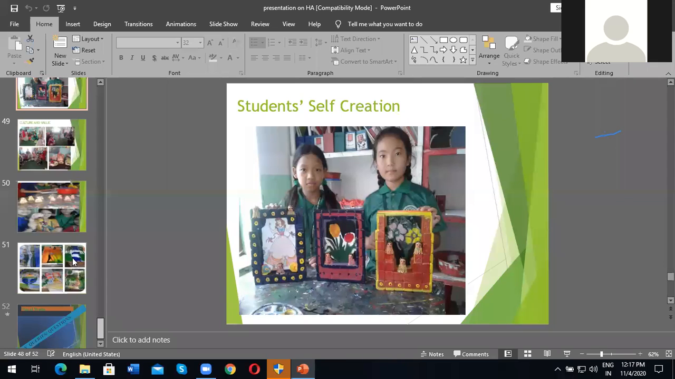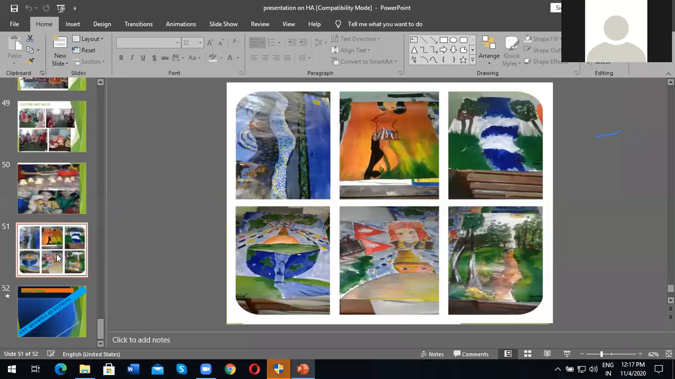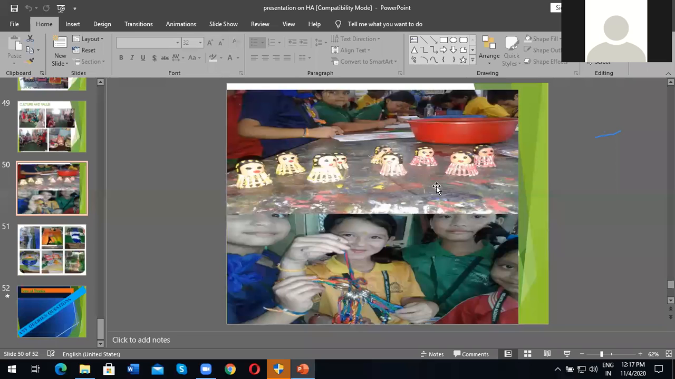And this is also the creation of our students. You can see that is a painting, and our students did it. And they made some dolls as well. So such types of creative activities also our students do, and we give this opportunity to our students.